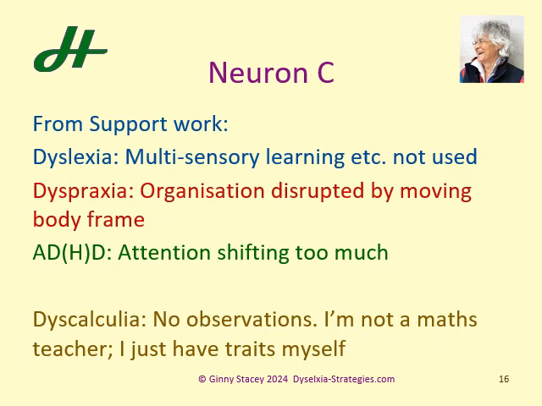So what might be happening for neuron C? From support work, both with children and with adults and with university students, multisensory learning and many other strategies are not used as effectively as they should be. That's for dyslexia. For dyspraxia, learning and organization are disrupted from the way the body frame keeps moving. With ADHD, attention shifts too much, and that can disrupt learning.